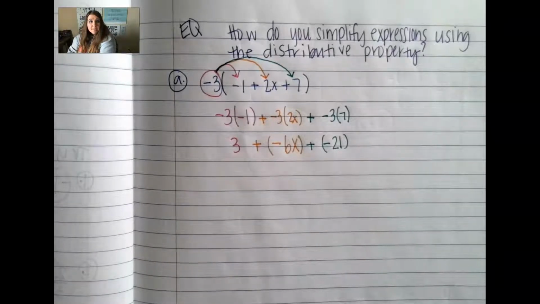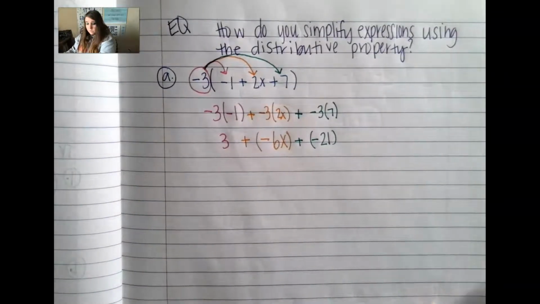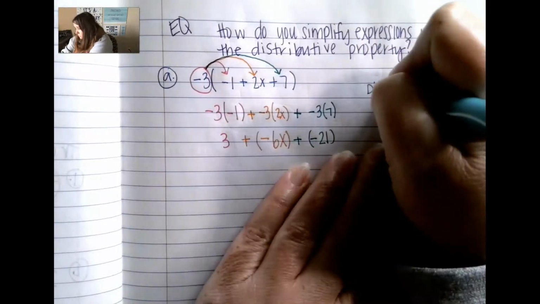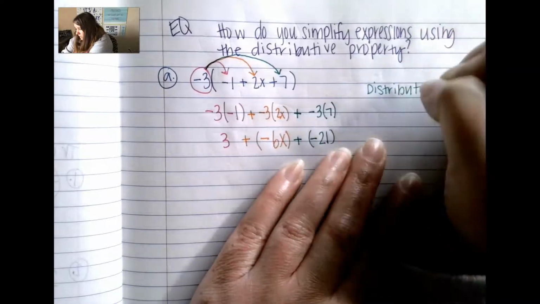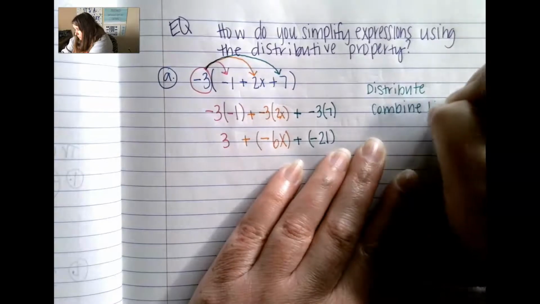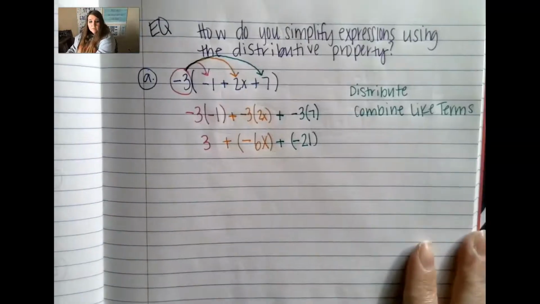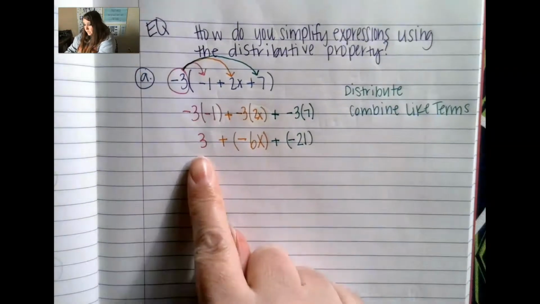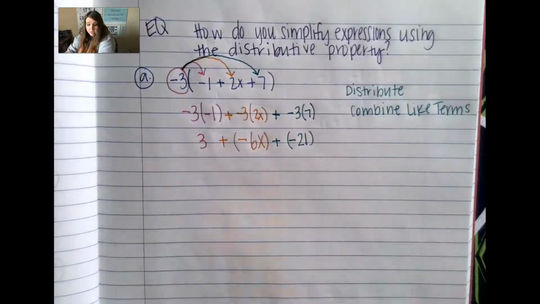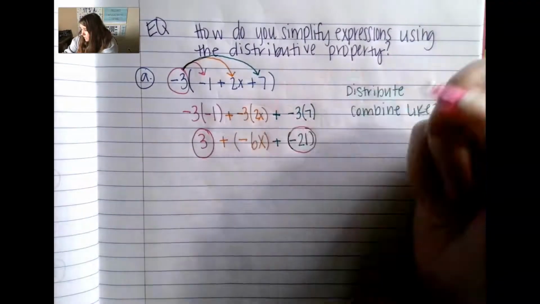Okay, now that we have 3 different terms by using the distributive property, just like we did in our last lesson, we're going to take this one step further now, and we're going to combine like terms. So our first step here was to distribute. And now we're going to combine like terms. Okay, so let's see what we can put together. This doesn't have a letter. This has an x, and this one doesn't have a letter. So I can put this 3 and this -21 together.